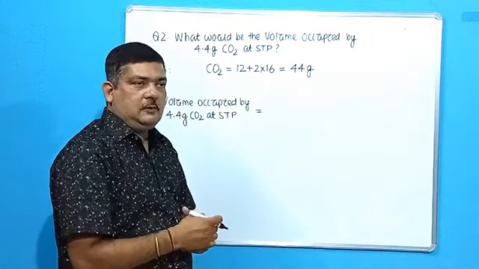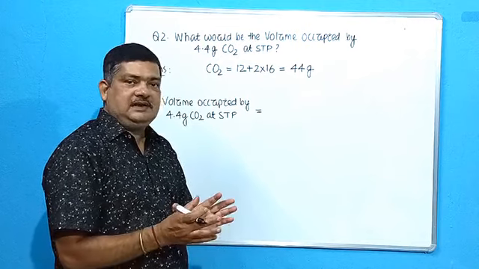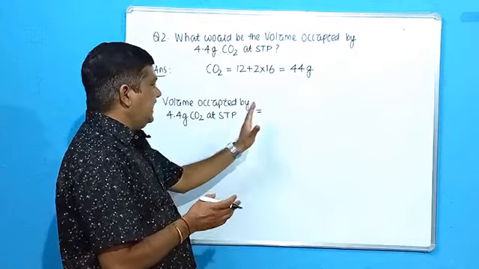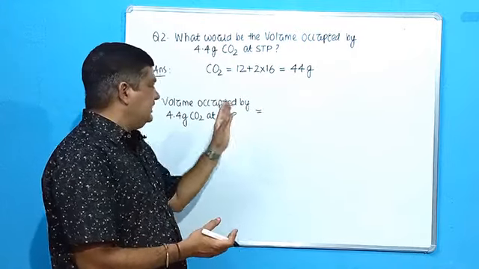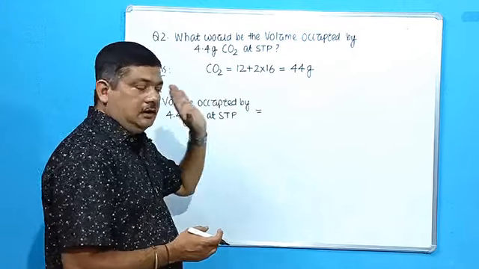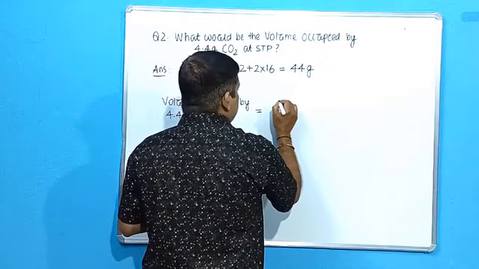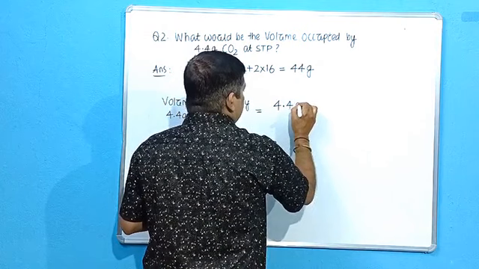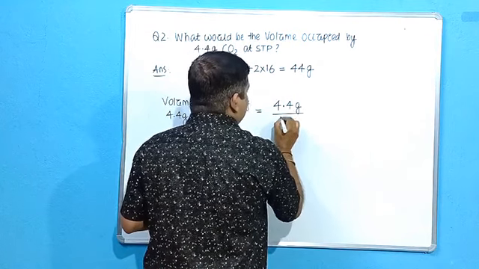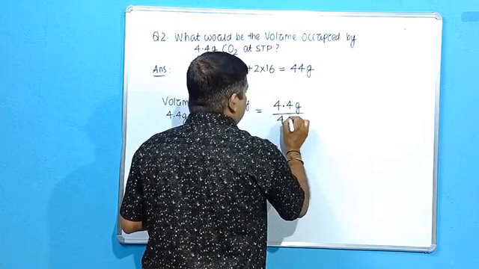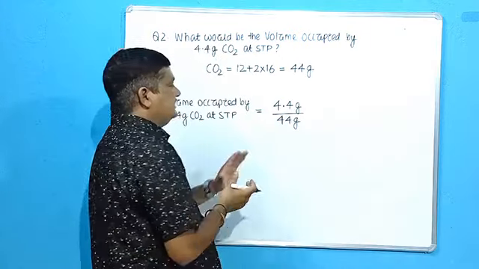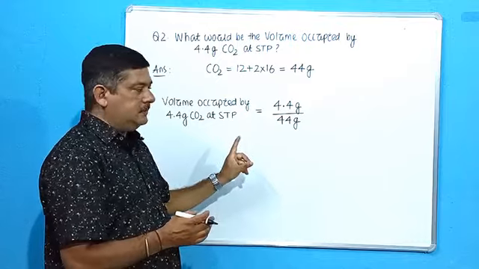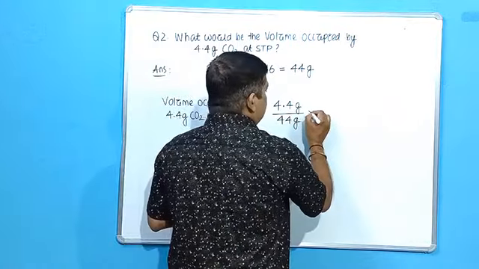Now, the volume occupied by 1 mole of any gas at STP is the molar volume, that is 22.4 liter. So first we will calculate the number of moles present in 4.4 gram of carbon dioxide. What is the number of moles? Given mass, 4.4 gram, divided by molar mass, that is 44 gram. This gives the number of moles present in 4.4 gram of carbon dioxide, multiplied by the molar volume.